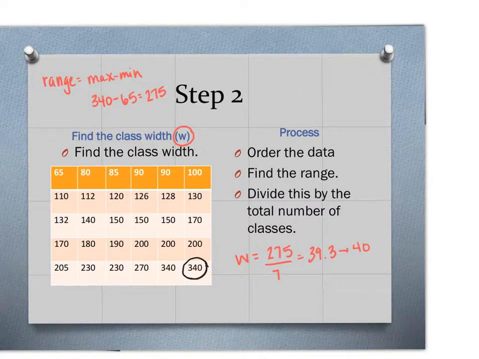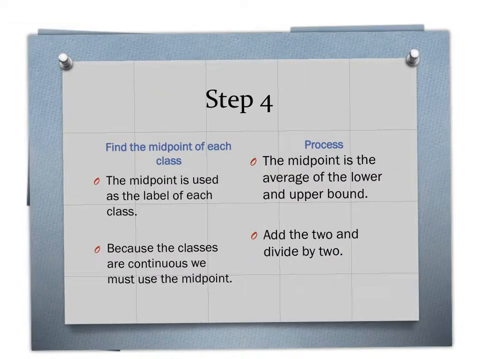If you do not round up and you use that exact number, then when you get to your very last class, the upper bound will actually be this number right here. That presents a problem because remember, the upper bound is never included in a class. So you'd have to create an additional class, which would give you 8 instead of 7 classes. Once we have determined our classes, we need to find the midpoints.